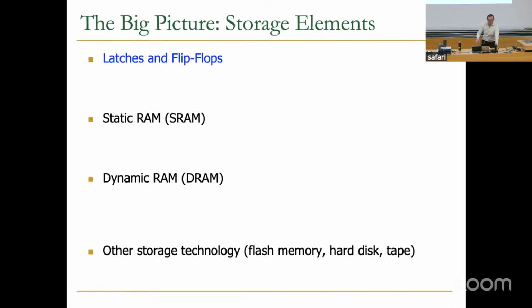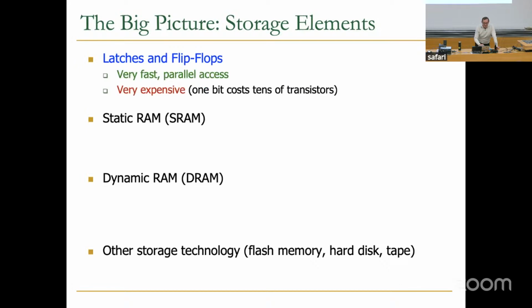But today we're going to cover latches and flip-flops, expensive stuff, because this expensive stuff is also needed when you design processors. To give you the big picture, before we finish the suspense of how you actually control this inverter expensively: these are very fast, parallel access, but very expensive. One bit will cost tens of transistors. Static RAM caches in processors are relatively fast, not as fast as latches and flip-flops. It's also expensive, but less expensive. One bit costs about 6 transistors.